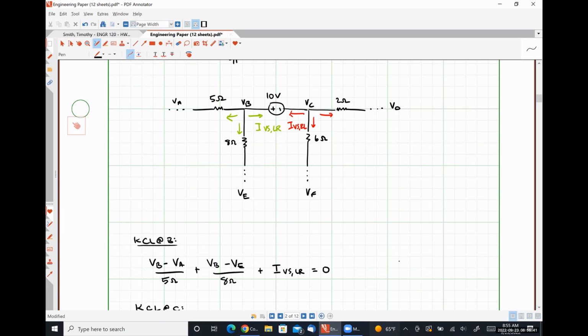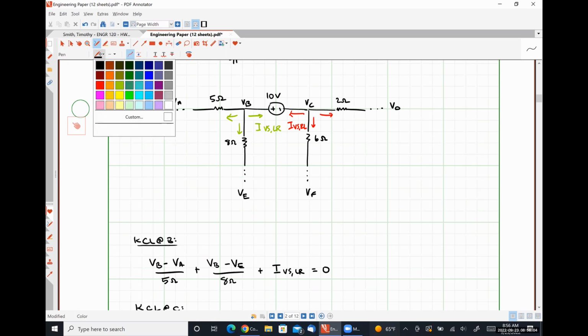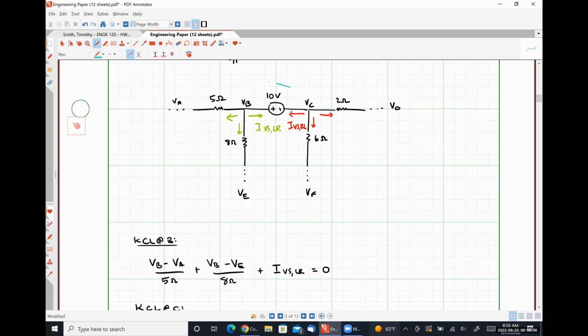The reason why we can do this is rather simple. The equation for KCL at node B is equal to 0. The equation for KCL at node C is also equal to 0, and 0 plus 0 still equals 0. So this is a perfectly valid move. We call this a supernode. Okay.